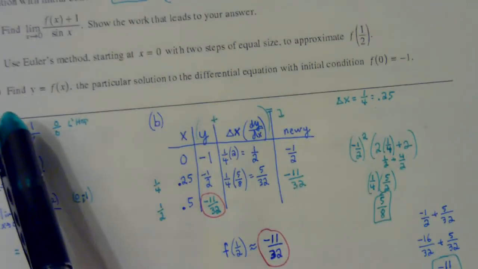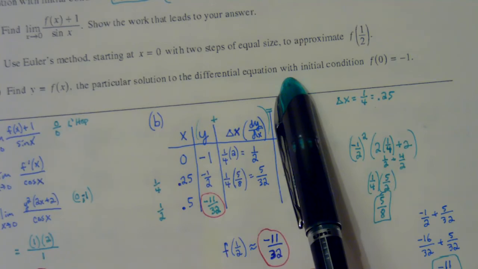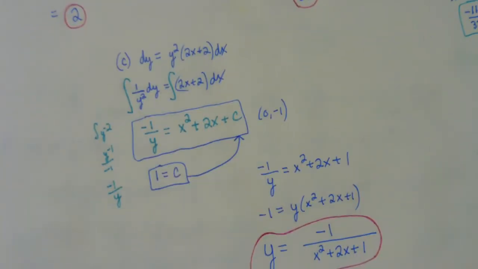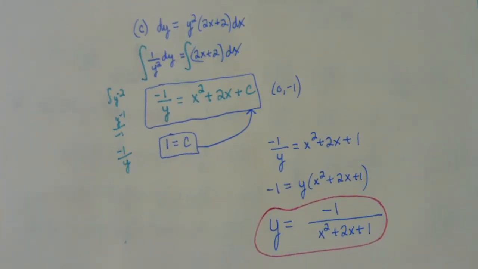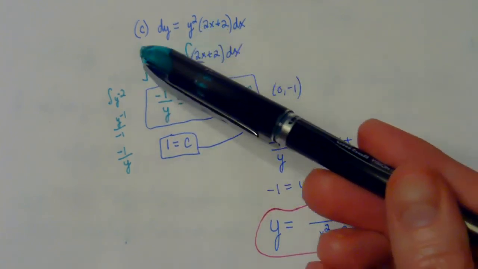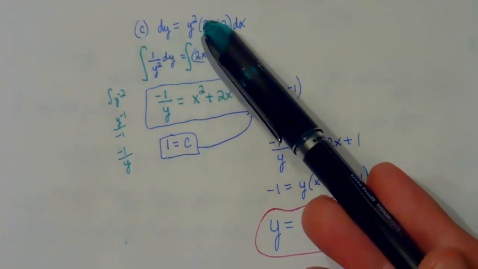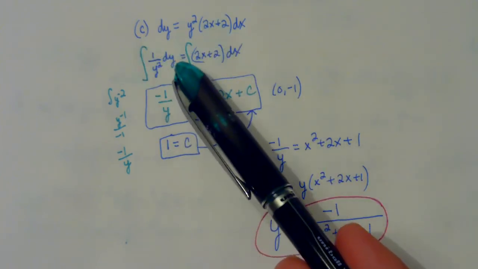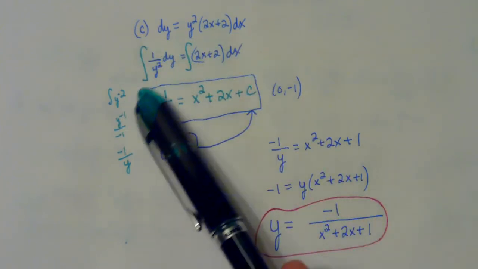And then when it tells us to find the particular solution to the differential equation, that's when we're going to integrate both sides. Remember to add plus c, and use a point to figure out what that c value is. So the first thing you have to do is move the dx over there, and then you have to get y's with the dy. So do legal algebra: move the y squared over, y's with the dy, x's with the dx. That's just a y to the -2.